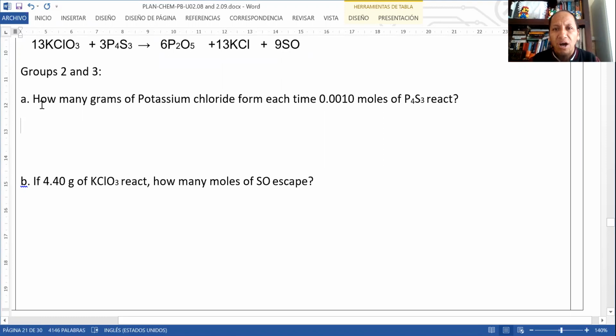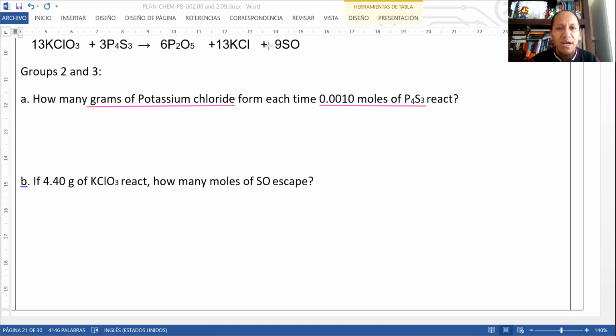Okay, so for doing this specific calculation in groups, part A says, how many grams of potassium chloride form each time 0.001 moles of P4S3? What we're going to do in the first place is, as always, identify that grams of potassium chloride is what you're looking for, starting with 0.001 moles of P4S3.